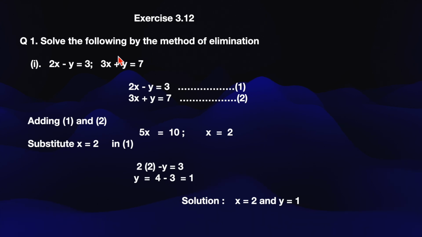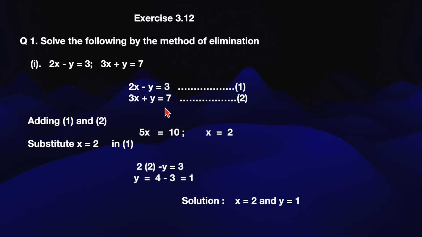Exercise 3.12. Solve the following by the method of elimination. So these are the two linear equations. Now what we are going to do is eliminate any one of the variables. You can eliminate x or y. Here in this sum, I'm going to eliminate y because it's very easy.